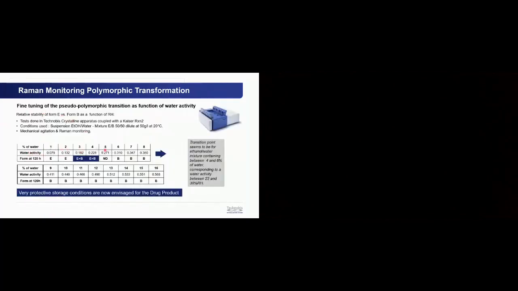So they did a series of experiments to understand where you start to get the formation of B by varying the water activity in percentage. And they found that around 3 to 4%, you start to get B creeping in. And then by 6%, you have a full conversion to the hydrate. So this gave an idea about the storage of their material, as well as designing a crystallization to avoid the formation of B.